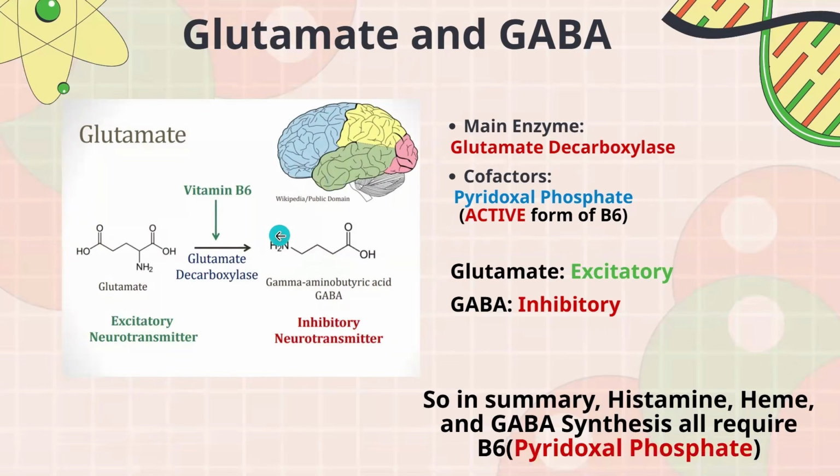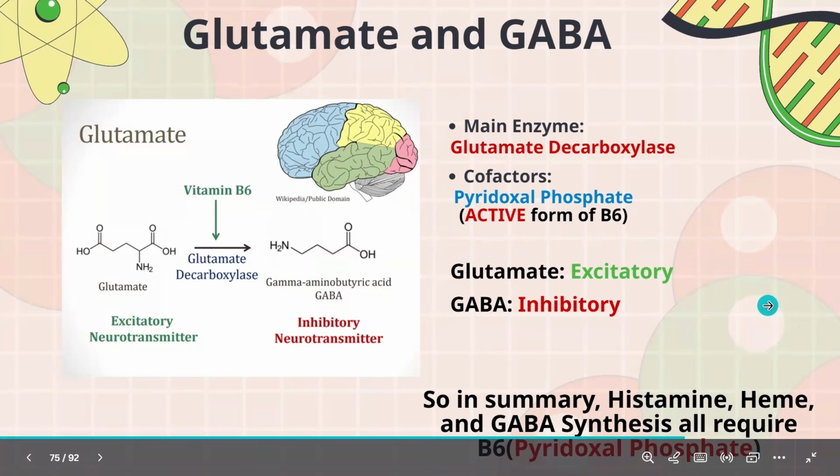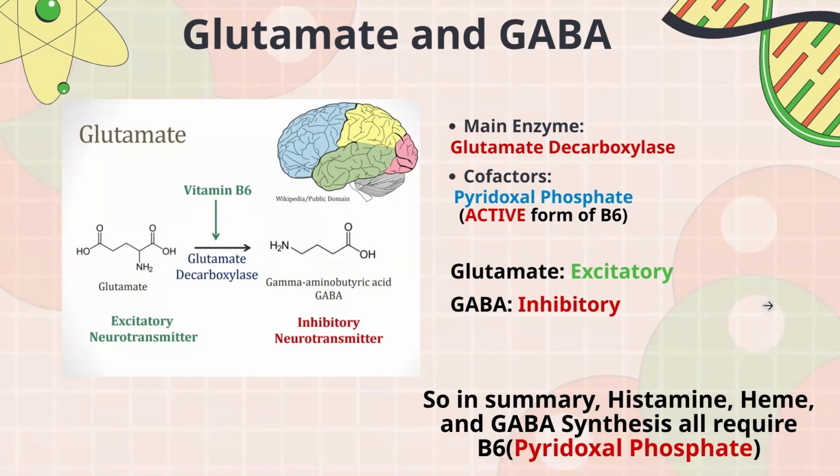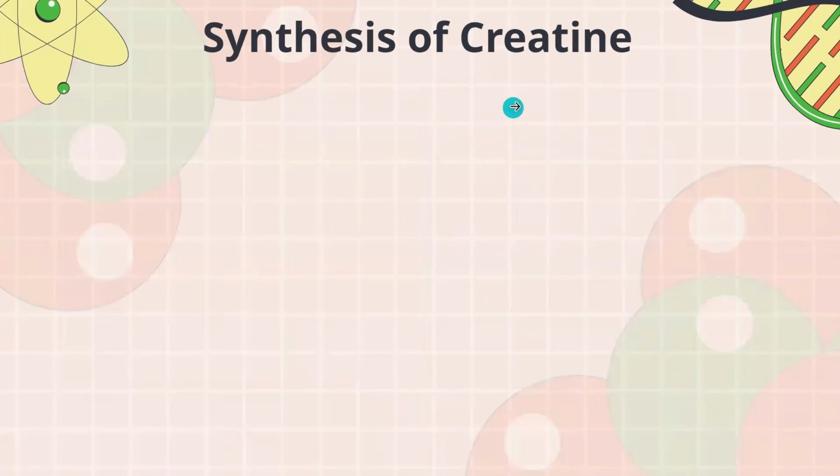And also, if you guys go back, tryptophan forming eventually niacin also requires B6, pyridoxal phosphate, right? And if we have a deficiency of this, it can lead to pellagra-like symptoms, which are the 3 Ds: dementia, dermatitis, diarrhea. Okay? Now, let's talk about the synthesis of creatine.